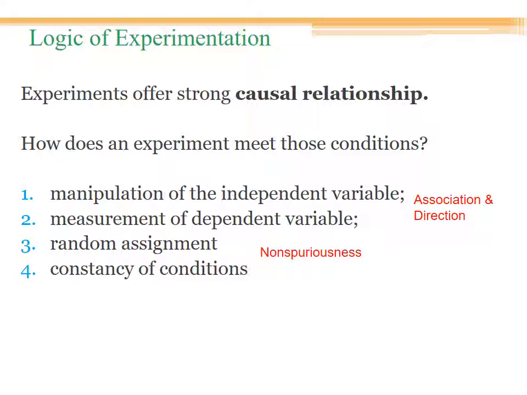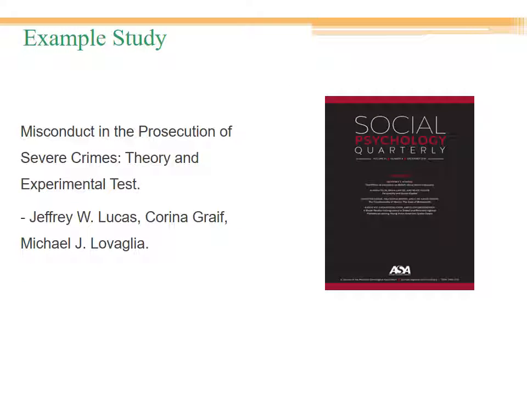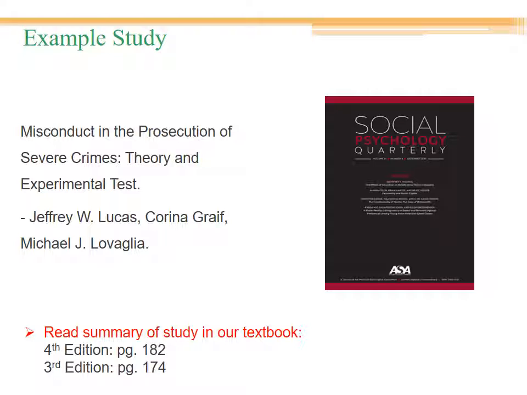So let's look at an example experiment discussed in the textbook. The example in the book comes from this article in the Social Psychology Quarterly. Before we move on, be sure that you have read this chapter and especially the section Introductory Example, Misconduct in Criminal Prosecution. This starts on page 182 for students with the 4th edition of the book and page 174 for those with the 3rd edition, which is the edition in the library.